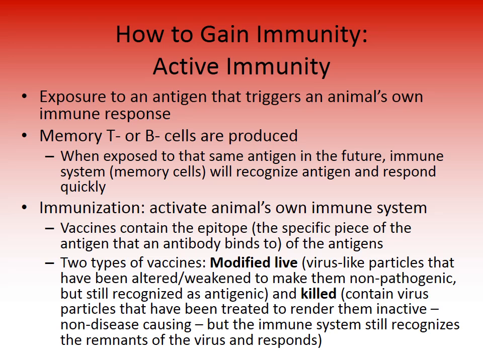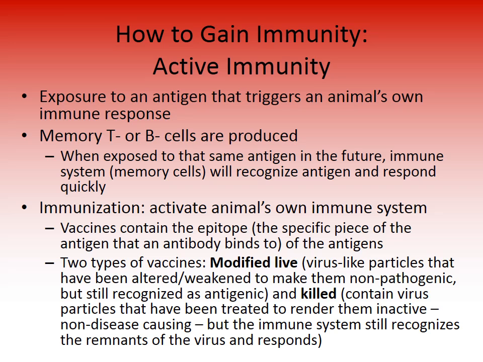Immunization is a form of active immunity, so it activates the animal's own immune system. Vaccines contain the epitope, which is the specific piece of the antigen that an antibody binds to. So there are two types of vaccines. There's a modified live vaccine, and then there's a killed vaccine.